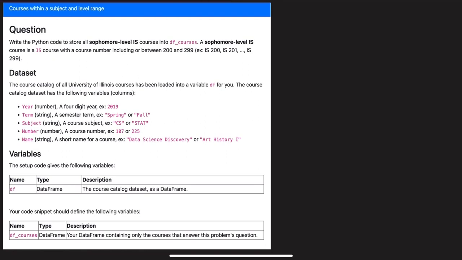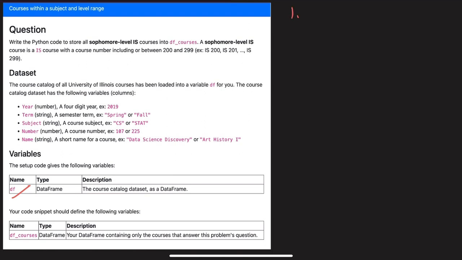So in this problem, we're given a data frame, DF, that is loaded with a bunch of information about courses that are provided at UIUC. So we have the year, the term, the subject, the number, the name, etc. They essentially want us to take this data frame with all the courses and filter it so that we're only left with sophomore level or 200 level IS courses.